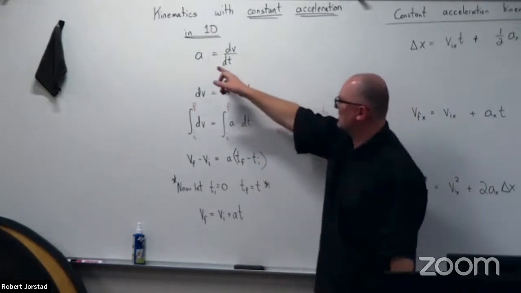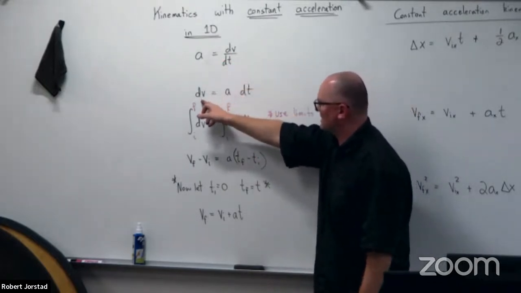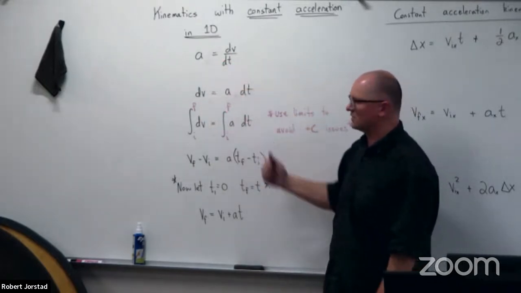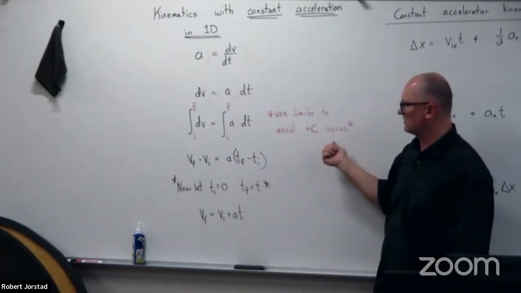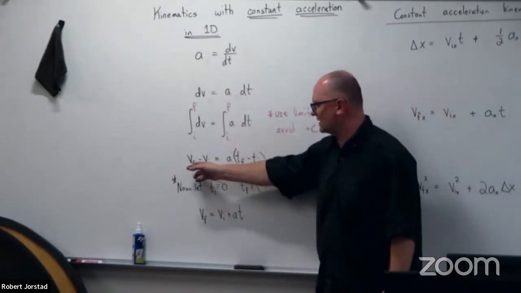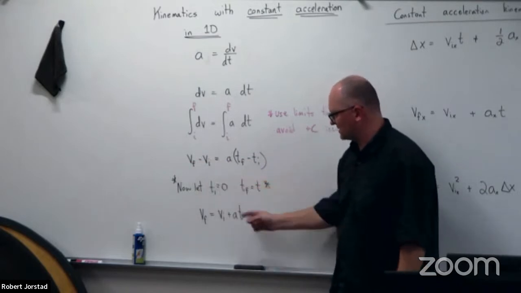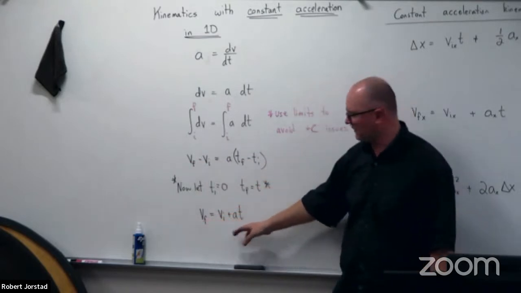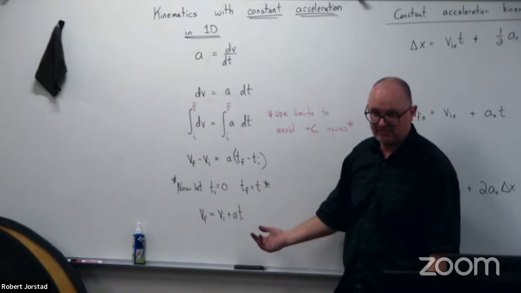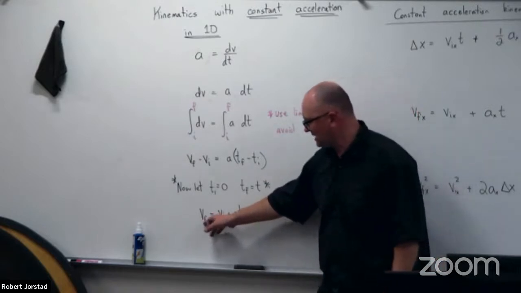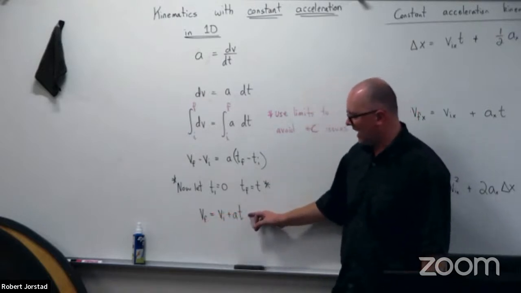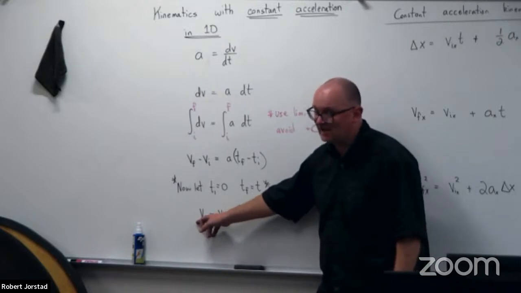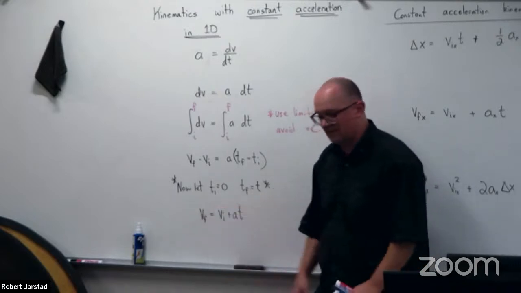But if a is the derivative, you could separate this. So we have the dv on this side of the a dt. You could do an integral. You could use some limits to avoid a plus C issue. When you do that, you get this. Now you can do this, and we basically get an equation for velocity as a function of time. This v final would be, look, you tell me the time, I'll tell you the velocity at that time. This is an equation for v as a function of time.